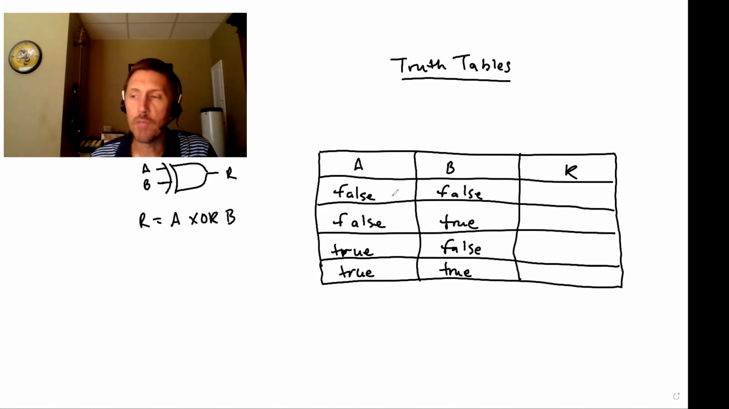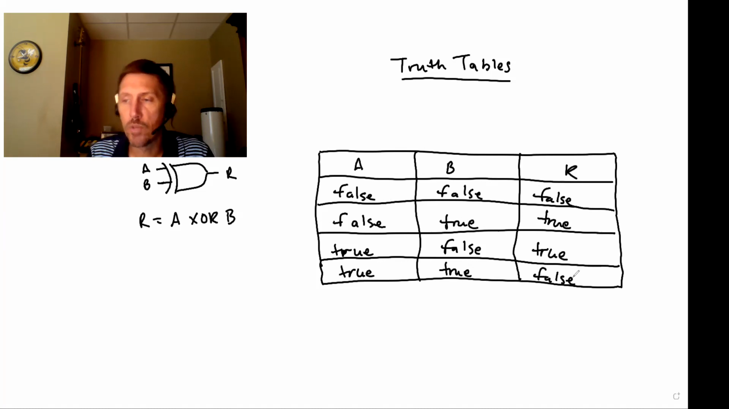For each of these, we remember what XOR means. It's only true when one and only one of the input values is true. So the only times that would be the case would be on this line here, where only one of the inputs is true, and on this one here, where only one of the inputs is true. Both of the other ones are going to be false.